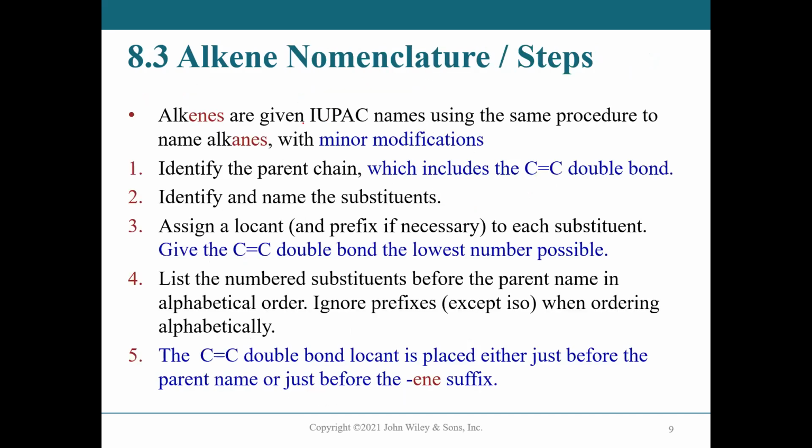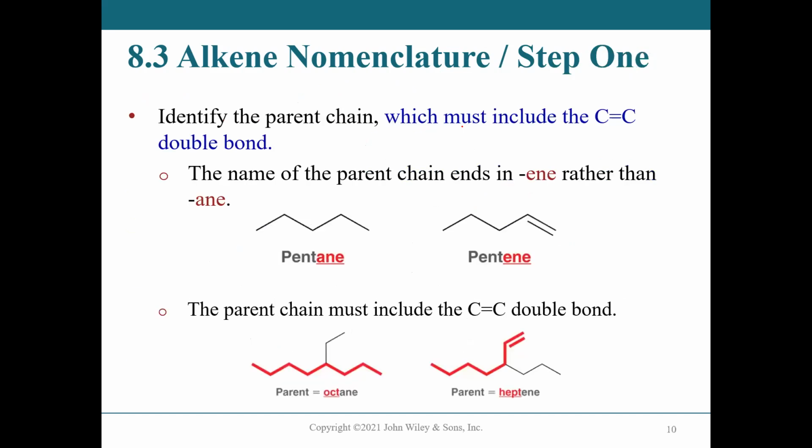They go over some naming. This should be some review. Alkenes are given IUPAC names using the same procedure to name alkanes. So this is just a review. Pentane versus pentene: pentane has no double bonds, and pentene has that double bond right here. We have octane and we have heptene. So this would be 1, 2, 3, 4, 5, 6, 7. So that's how you get the hept right there.